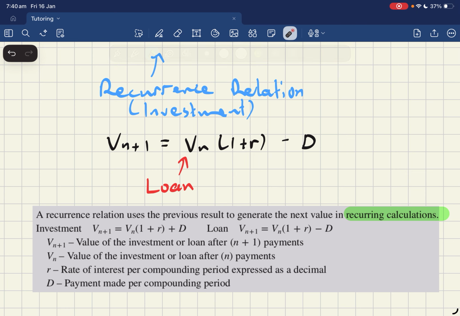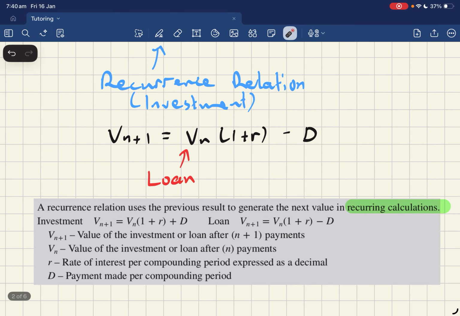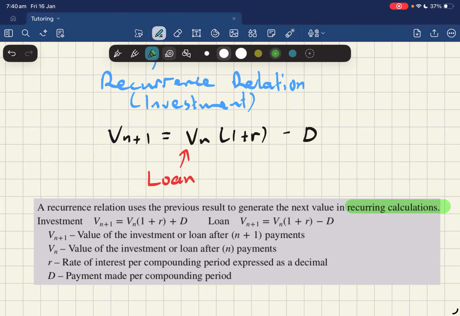Now, the V n plus 1, as I said, is the value of the investment or loan after n plus 1 payments. That's the new amount we get at the end of every year, in this example. V of n means the value of the investment or loan after n payments. The R is the rate of interest per compounding period. We typically express these as a decimal. You'll see these when we go into our examples in the next video. And D is the payment made per compounding period.